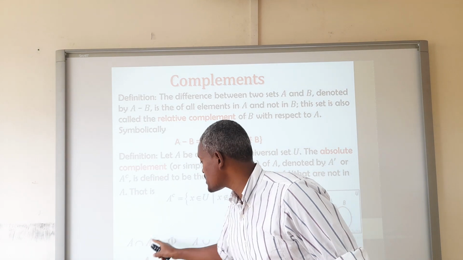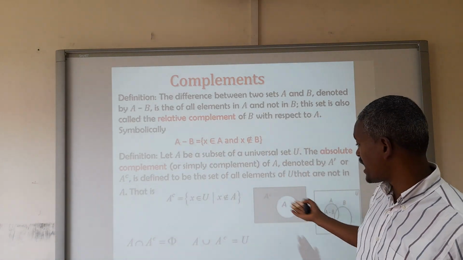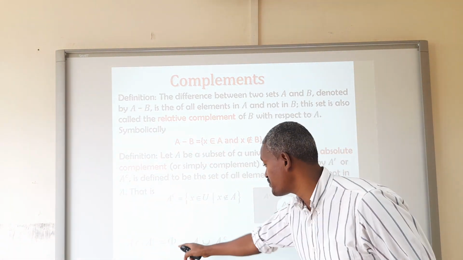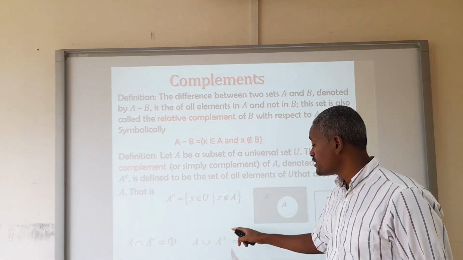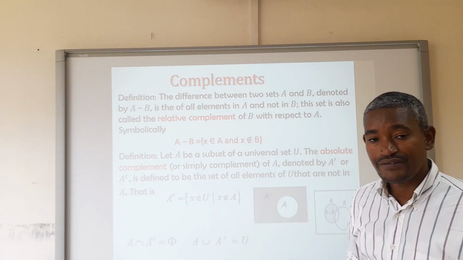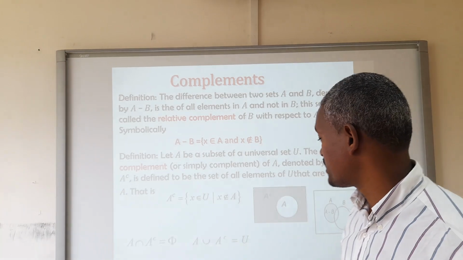So A intersection A complement is always the empty set, and A union A complement gives the universal set.